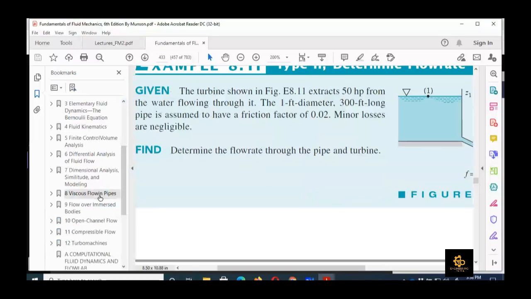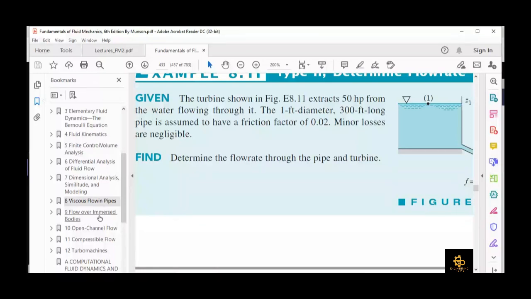We discussed viscous pipe flow, which is chapter number 8, and now we are going to discuss chapter number 9, which is flow over immersed bodies. So chapter number 8 was regarding internal flows, and now we are going to discuss external flows, right?